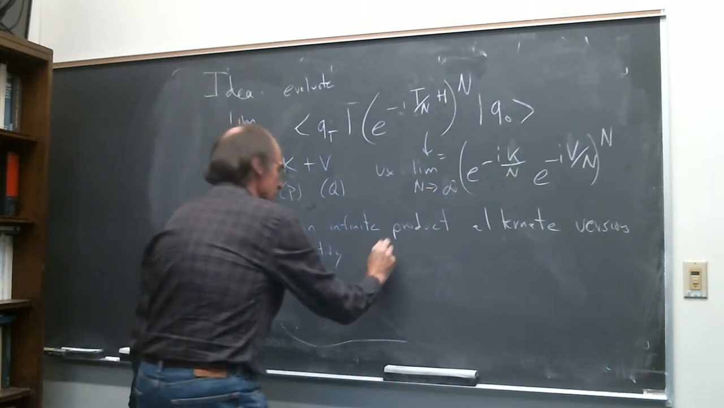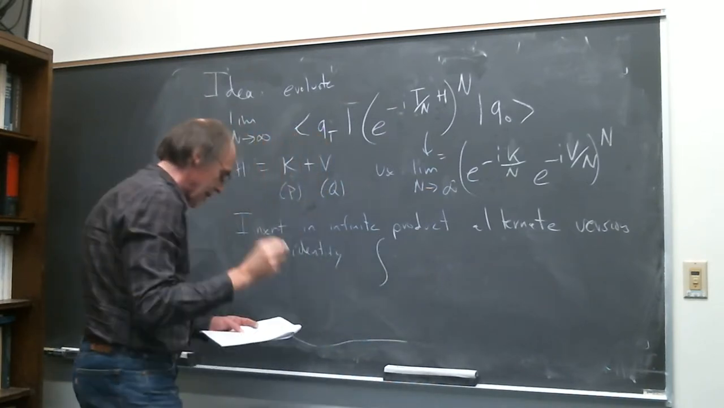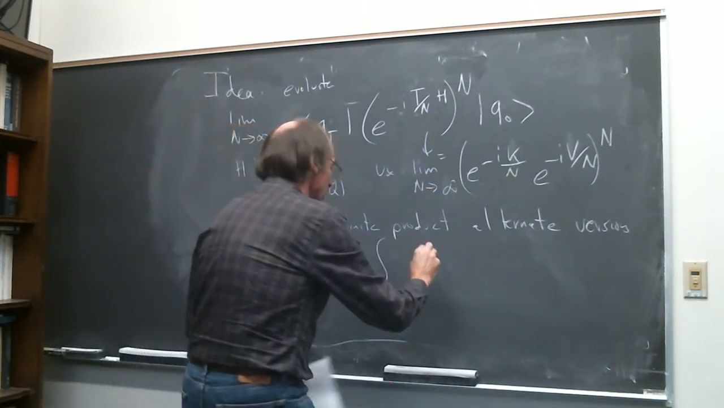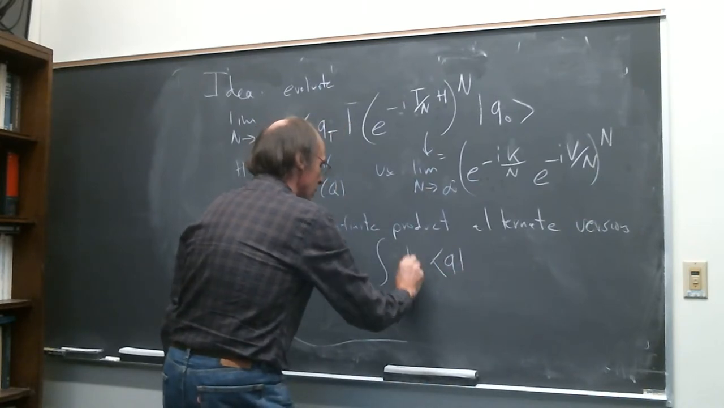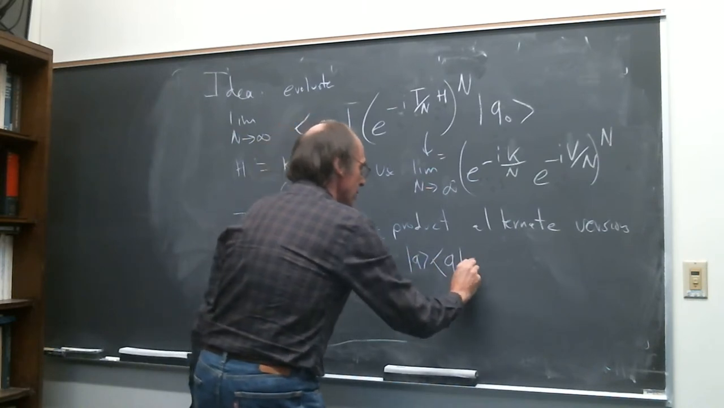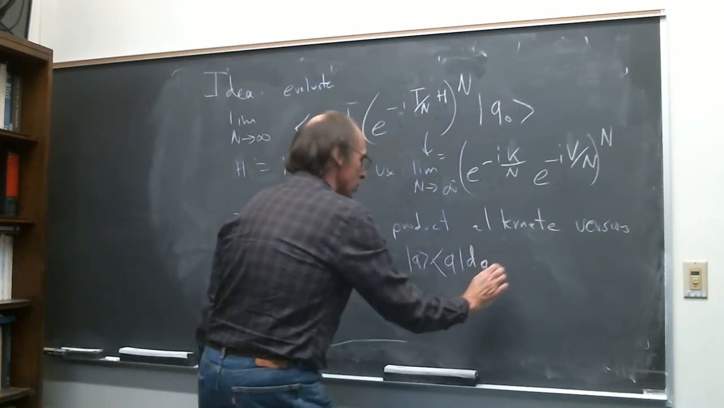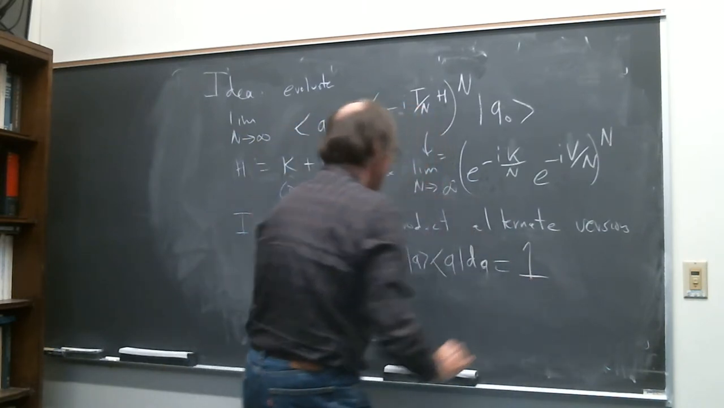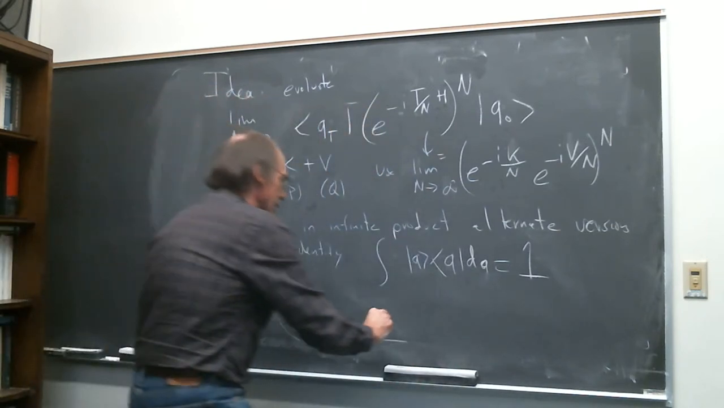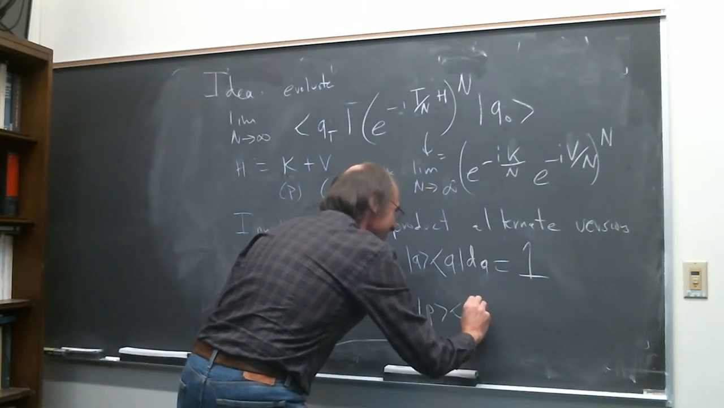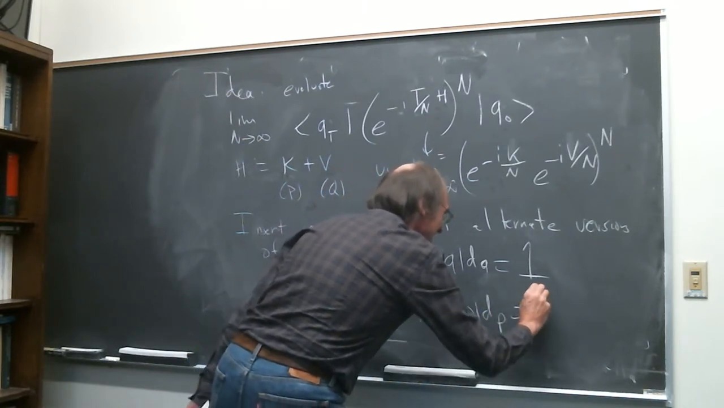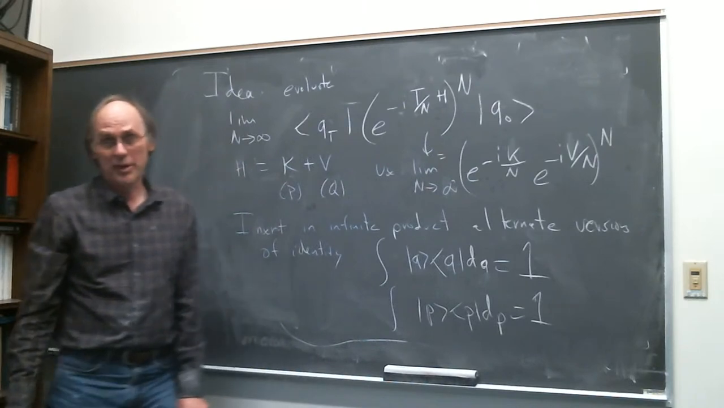It's the standard way to write it. You could write this as saying that if you project on the Q and then times Q, and you do that for all Qs, you're going to get the identity operator. Or the same thing for Ps. You're going to get the identity operator.